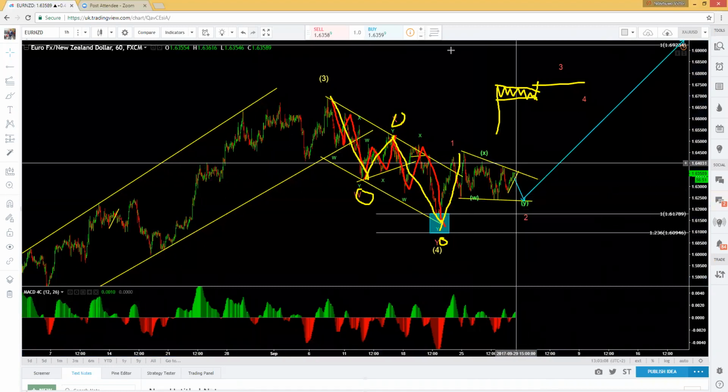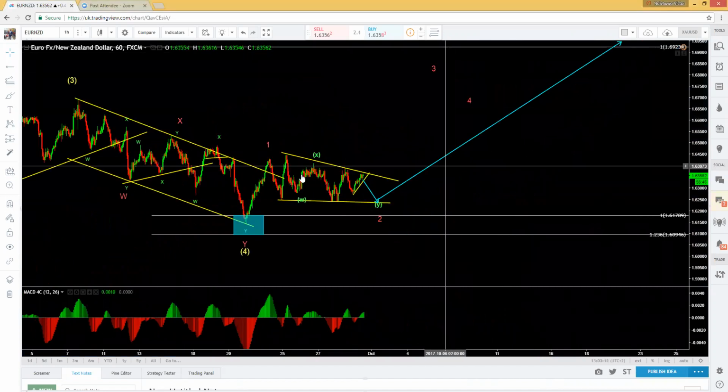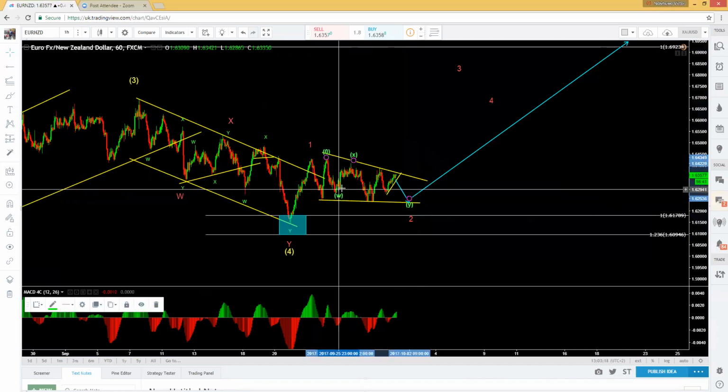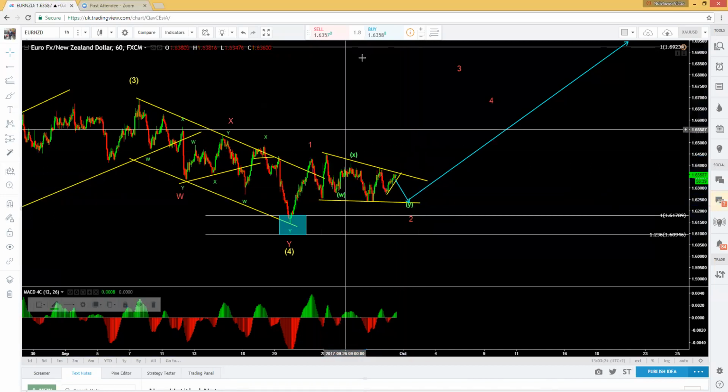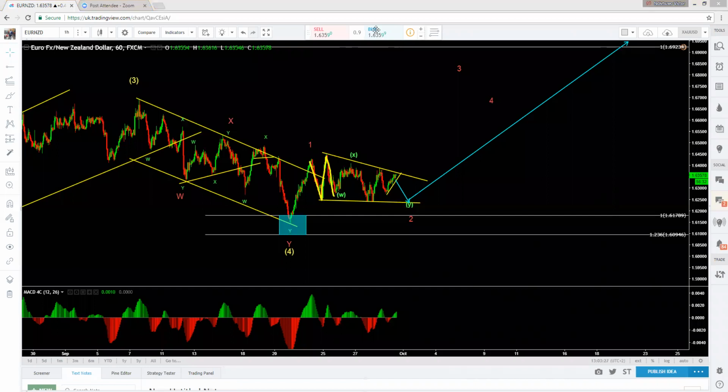But it doesn't really matter what kind of count I have. All I know is that I am within a triangular correction for now. So what could be happening here, just to show you one possibility, we could be having this 1, 2, 3 as a W, and then connected by this X, and then we're going to get a Y here, giving us a W X Y correction, right?